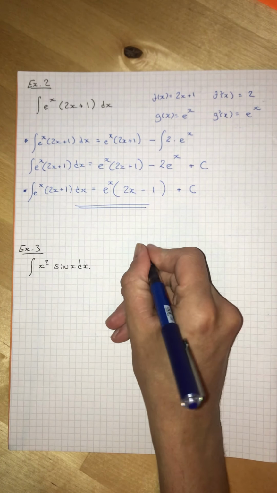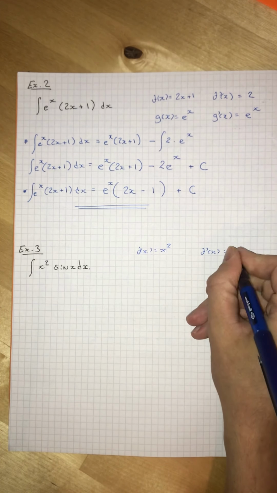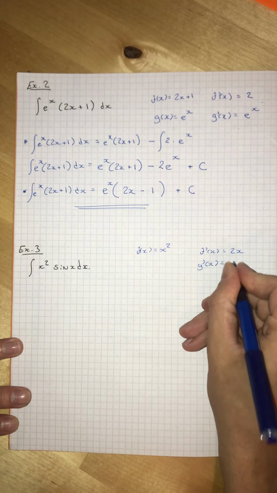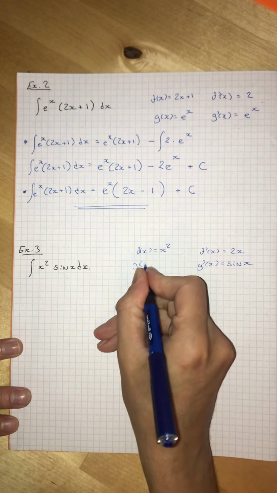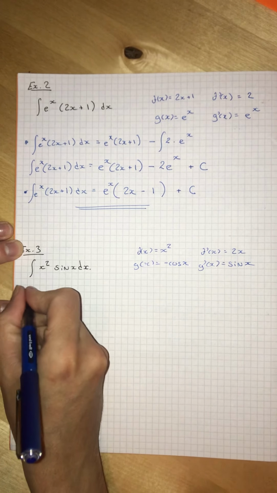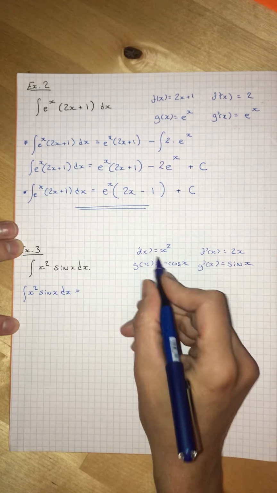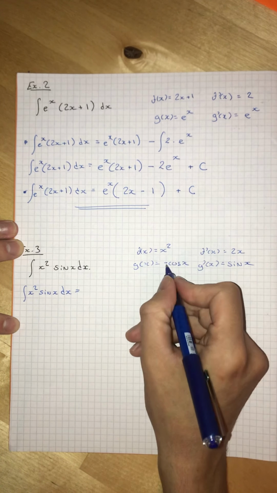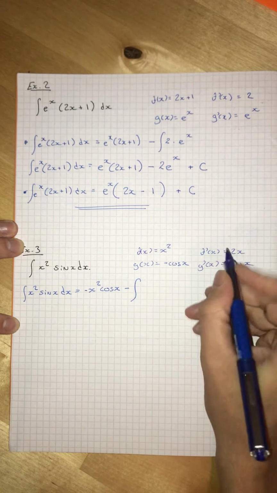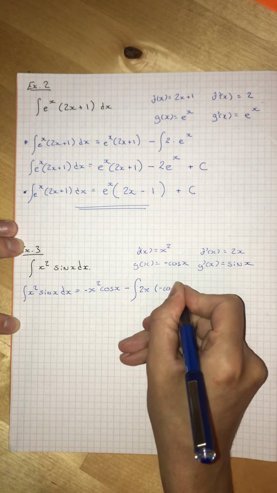So f of x equals x squared. So f dashed x equals 2x. g dashed x will equal sin x, which means that g of x must have had to have been negative cos x. So we can rewrite that x squared sin x dx will equal f of x times g of x. So we're going to end up with negative x squared cos x minus the integral of f dashed x g of x, which is going to be 2x negative cos x.